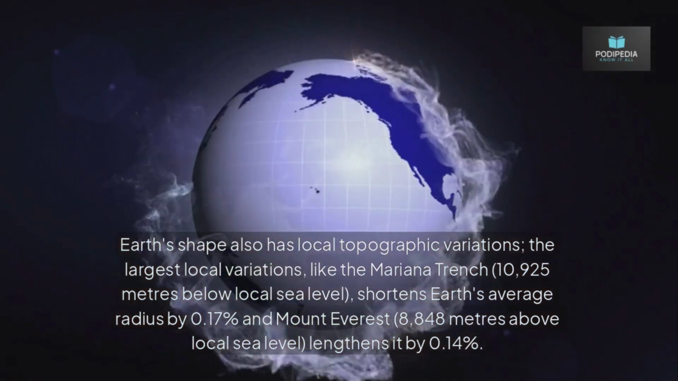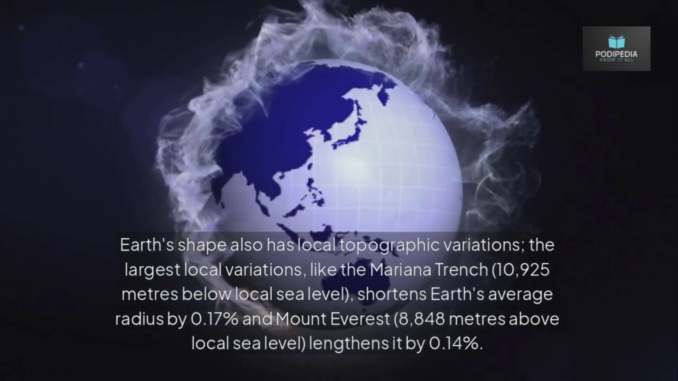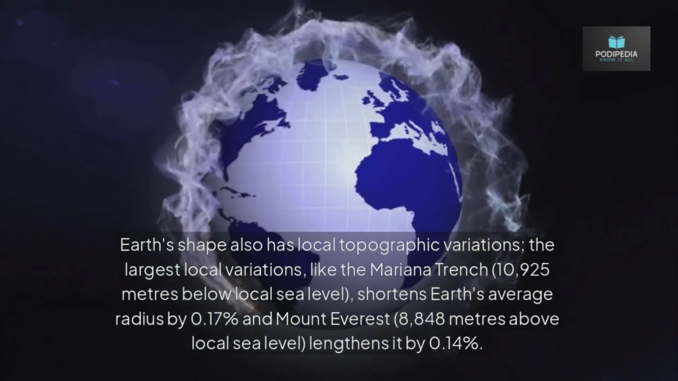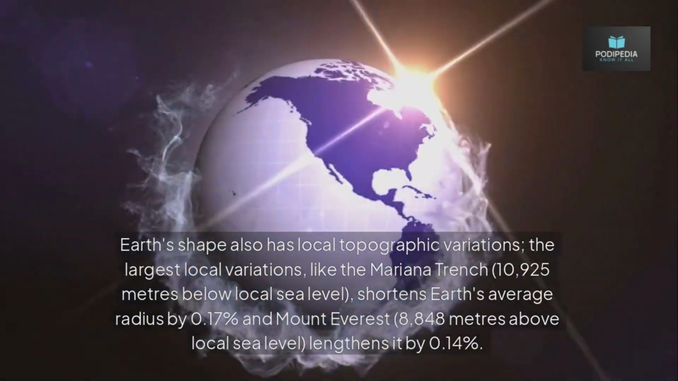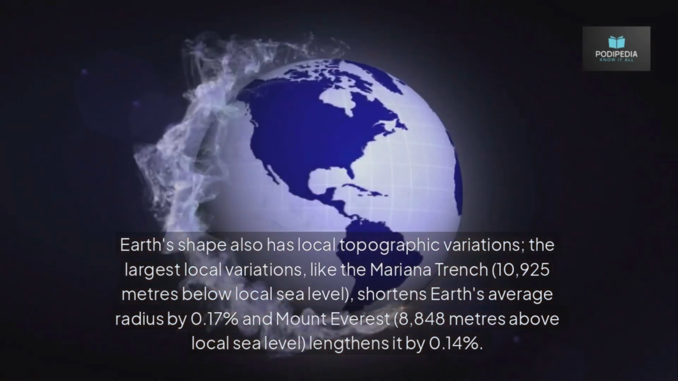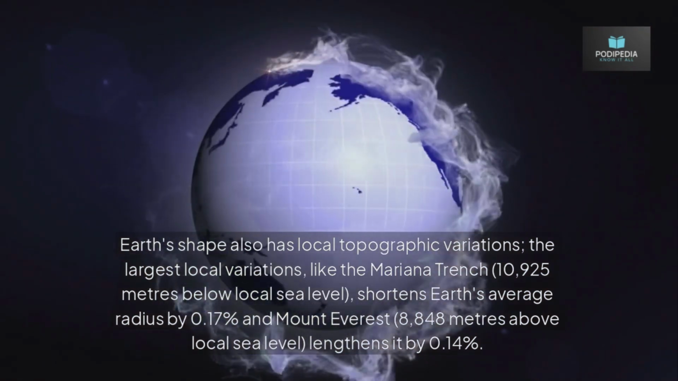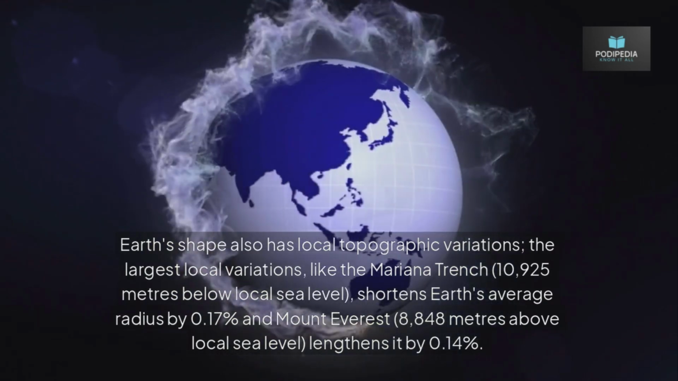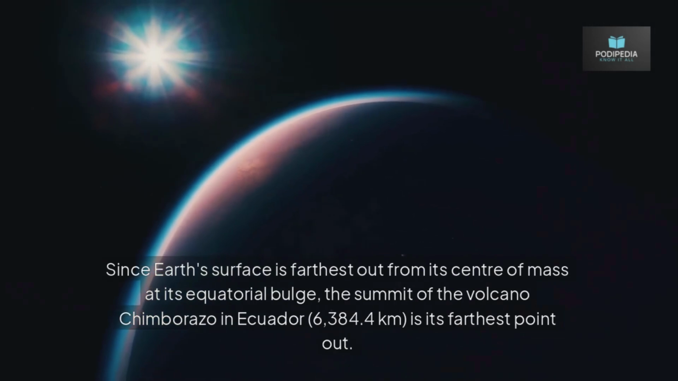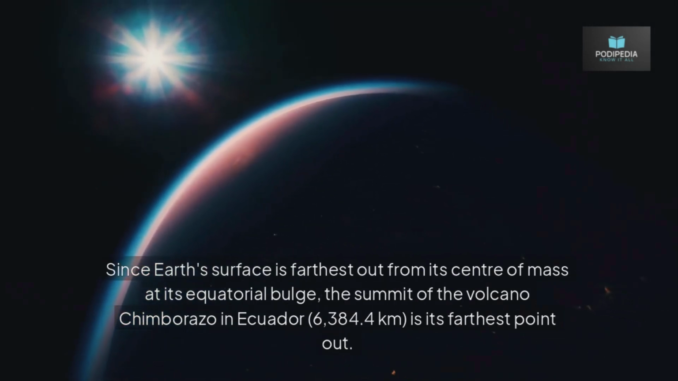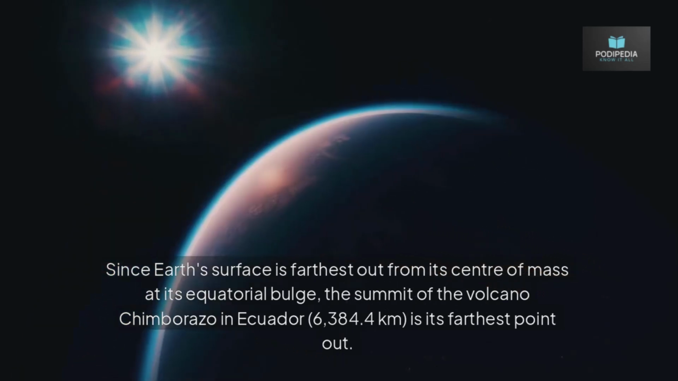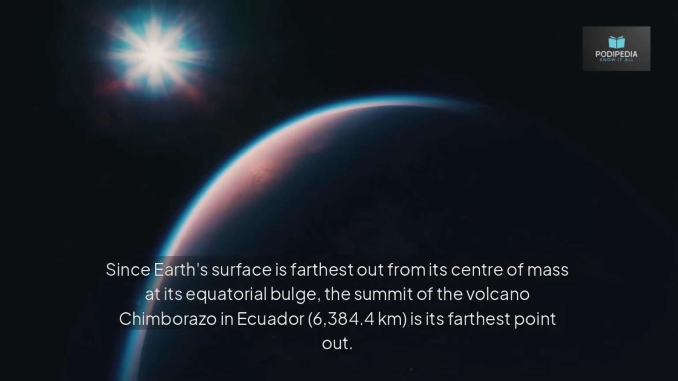The largest local variations, like the Mariana Trench, 10,925 meters below local sea level, shortens Earth's average radius by 0.17%, and Mount Everest, 8,848 meters above local sea level, lengthens it by 0.14%. Since Earth's surface is farthest out from its center of mass at its equatorial bulge, the summit of the volcano Chimborazo in Ecuador, 6,384.4 kilometers, is its farthest point out.